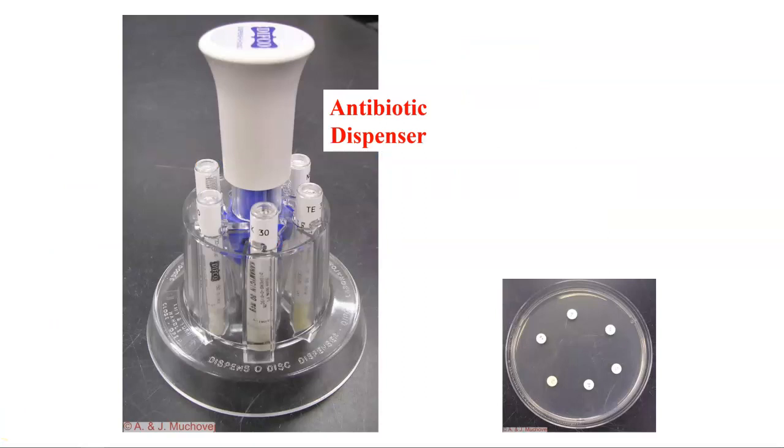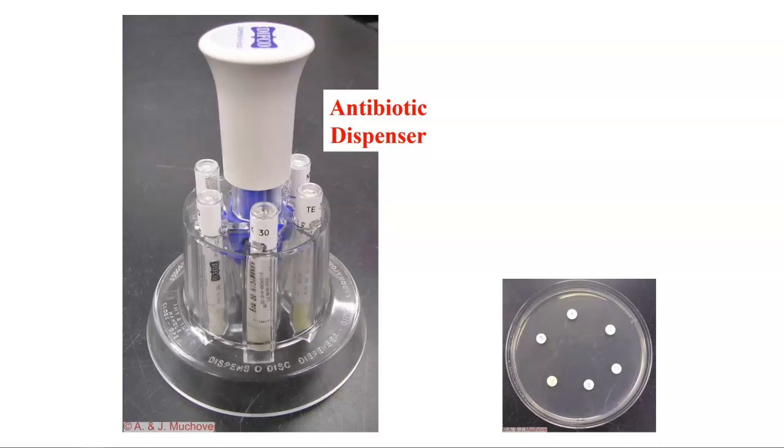This shows you an antibiotic dispenser. You can see on the left-hand side the dispenser with the various tubes in it. Each tube has little discs. Each disc has a letter or letters on it that indicate the antibiotic. It also has a number that indicates the concentration. The way these work is they're all very similar.